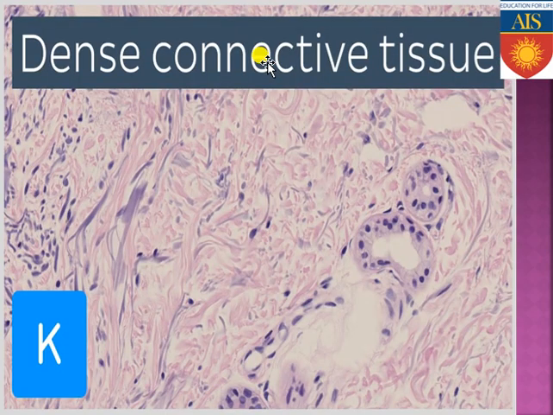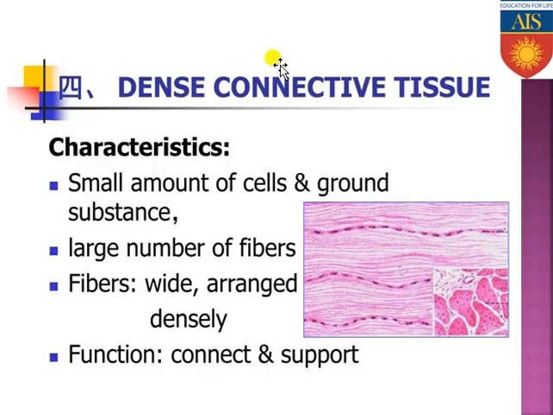Coming to the dense connective tissue, obviously from the name only we can understand the extracellular matrix is not so much liquefied, it is rather dense. So for that reason it is commonly known as dense connective tissue. Only a small amount of cells and ground substance are present. Keep it in your mind, a large number of fibers are present in the extracellular matrix. So for that reason this is commonly called the dense connective tissue.